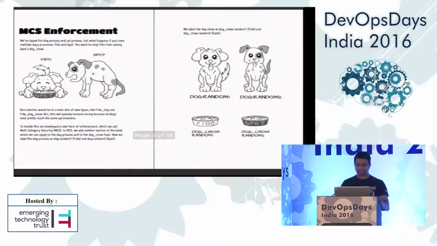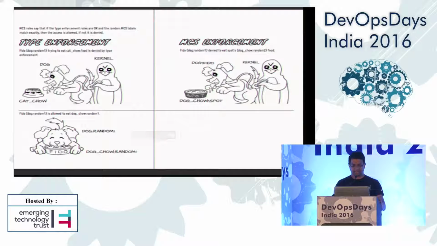So then there's something called multi-category security. Yes, that's right. So what happens is you might have dogs of different breeds. I mean, same processes, but for different purposes. So how do you do that? What they do is they basically create a random tag and then associate with that.